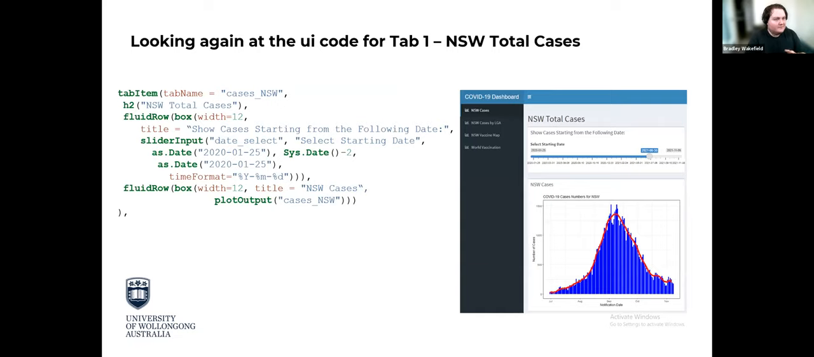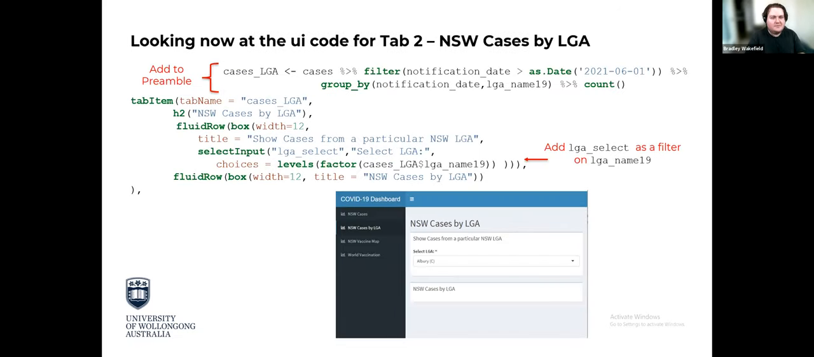So that's the first one. We've got three more to go, but we can do this quite quickly. So for the second one, we're going to do our New South Wales cases by LGA. We're going to add this to our preamble because we've already loaded in the cases data set.